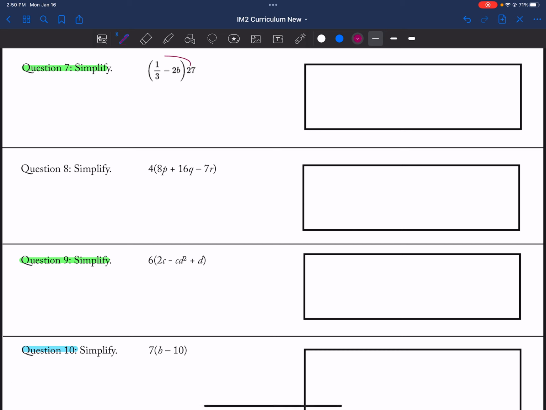Again, 27 goes to the 1/3, and then 27 times 2. So then I get 27 over 3, and then minus 54b.